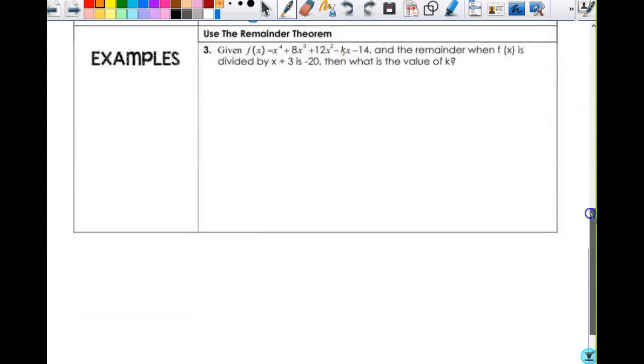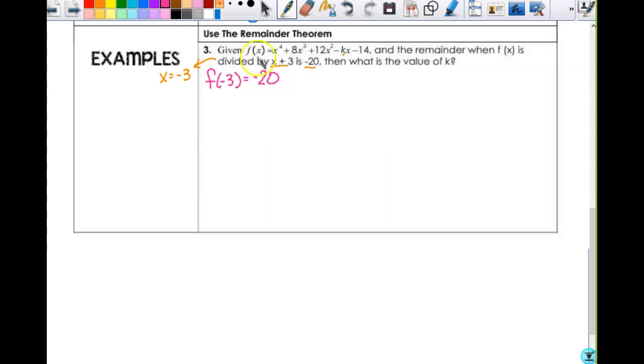So we're going to use the remainder theorem here, and let's think about what we know. Since when I divide by x plus 3, this is my remainder. That x plus 3 tells me that what I'm using is x equals negative 3, right? So if that's the case, then I know that f of negative 3 is going to have to give me negative 20, right? That's what the remainder theorem says. When I substitute in negative 3, I'm going to get negative 20. So I can use that to help me find k.